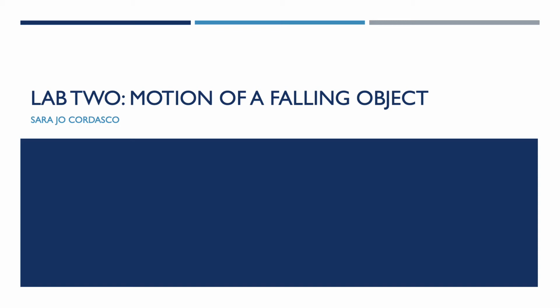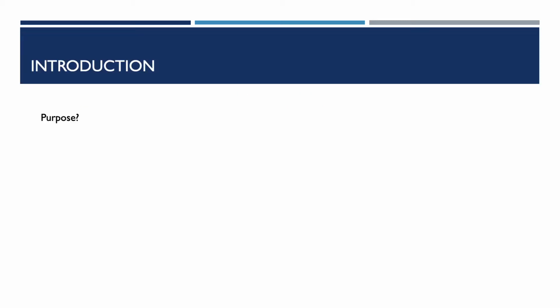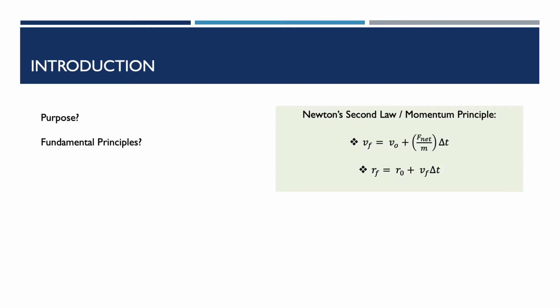Lab 2, Motion of a Falling Object. The purpose of this lab is to create different computational models examining the effect of forces acting on an object in free fall. The lab once again addresses Newton's second law, given by these equations.